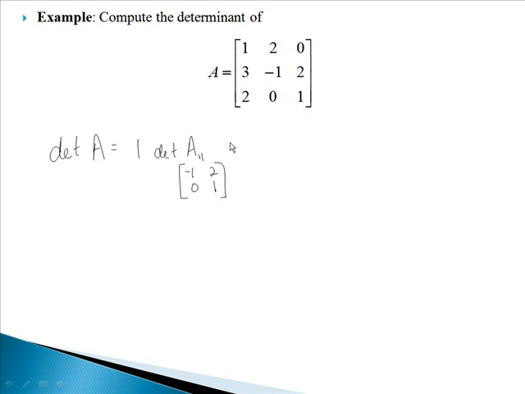And we're going to subtract 2, this next entry in our row, and we're going to multiply that by the determinant of the matrix that we get when we delete the first row and the second column this time. So we have 3, 2, 2, 1. Then we're going to add, we now have 0 as our entry, and we're going to take the determinant of our matrix when we delete the first row and the third column. So we have 3, negative 1, 2, 0.